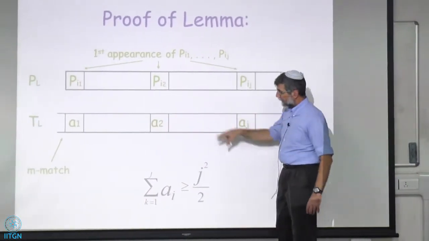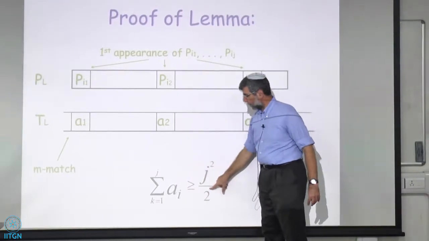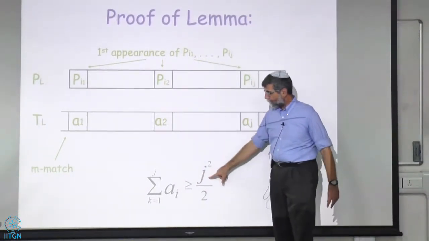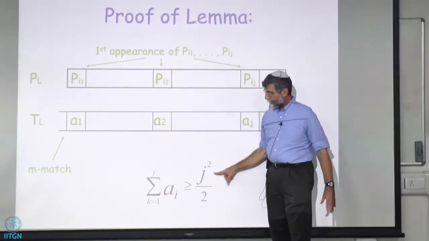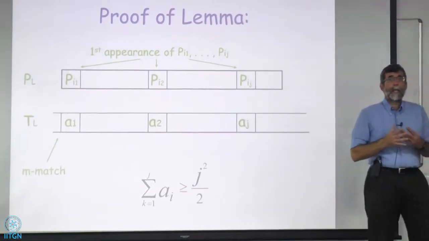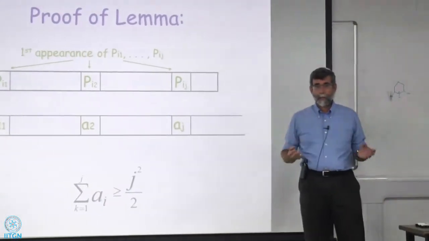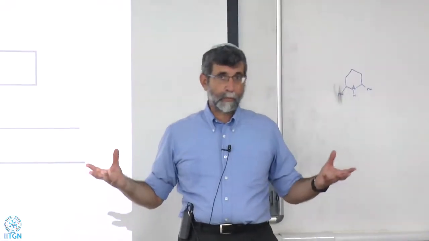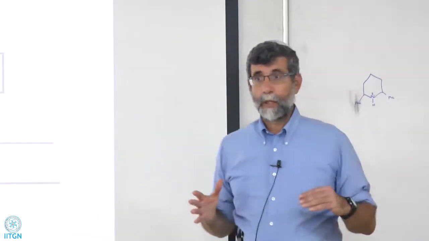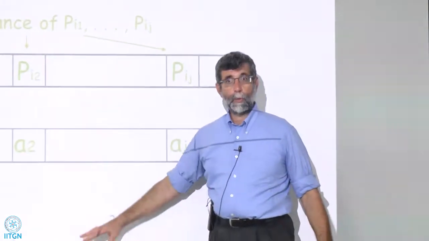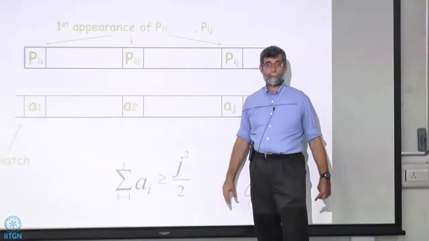So in fact, if we sum all of them up, what we're going to get is that the sum of these A's that match the pattern is greater than or equal to j squared over 2, because the least that it can be is that these are the numbers 1, 2, 3, 4, 5 up to j. They could be a lot more than that. But even if that's what they are, then the sum of that is j squared over 2. So we are greater than that.